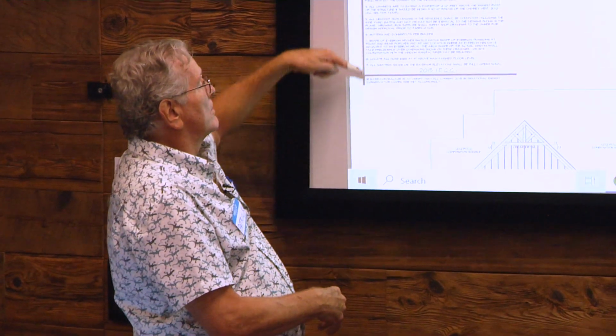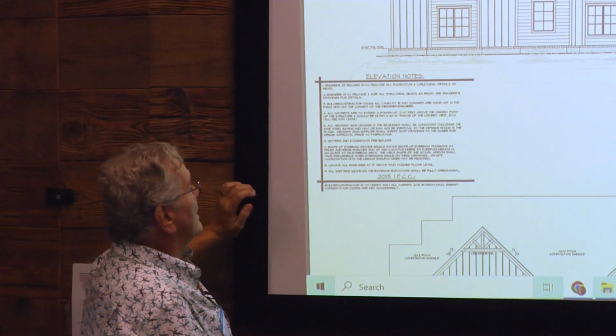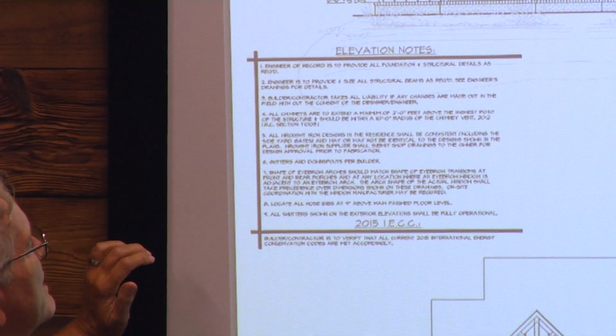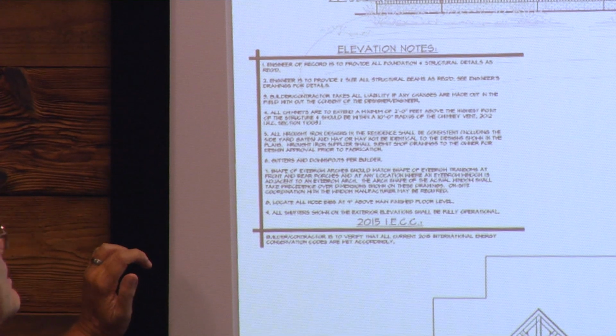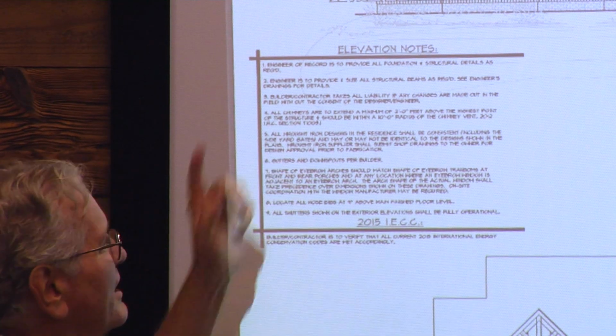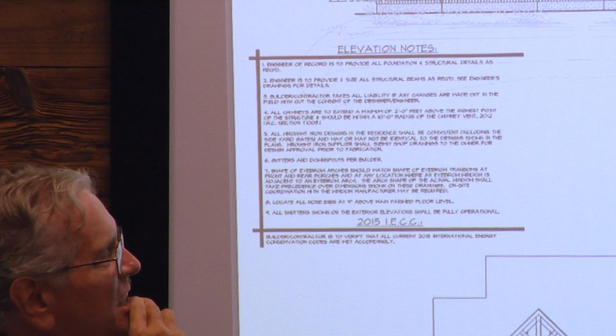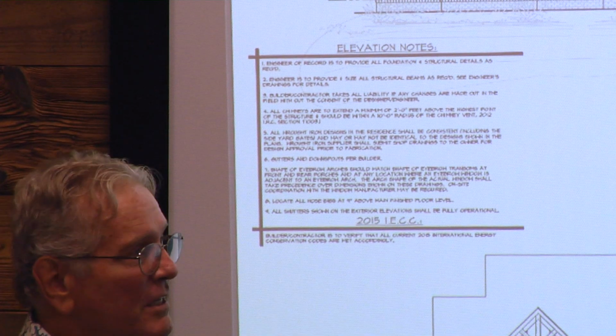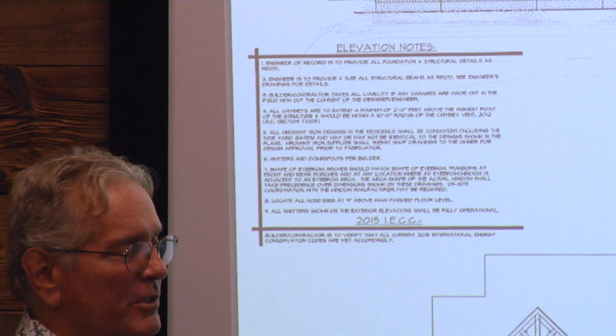Here are the notes they put for the elevation. Let's see. Engineer of record to provide all foundation and structural details as required. Thank you very much. Had too many pixels right here in front of me. So that's a standard designer note. All they're doing is drawing the pictures and putting the dimensions in and showing it all to fit as a building structure. The engineer is going to do the details. The engineer is going to put on the structural items that are needed.